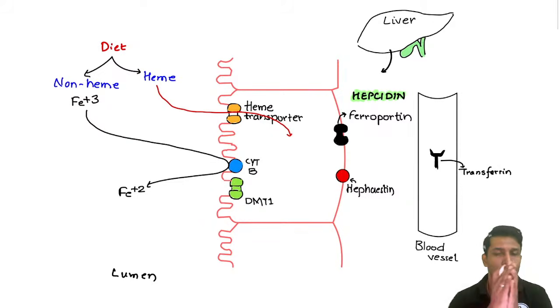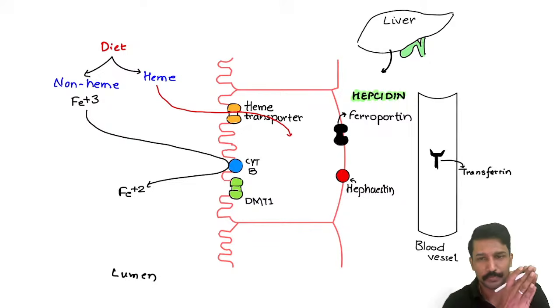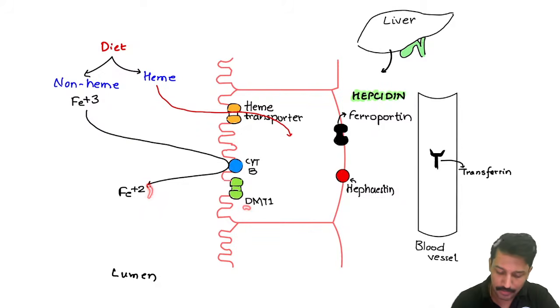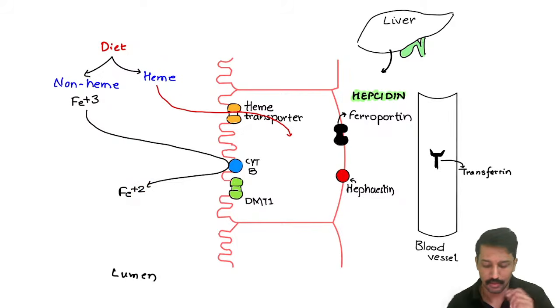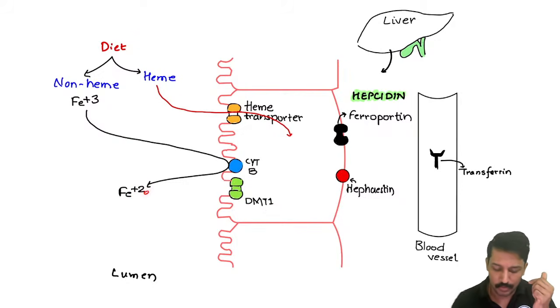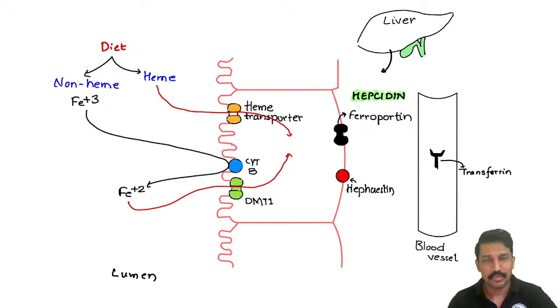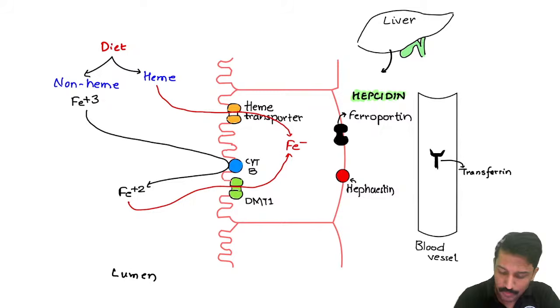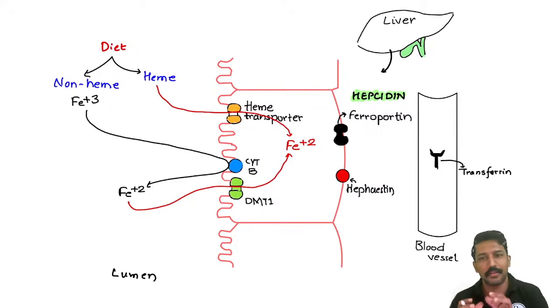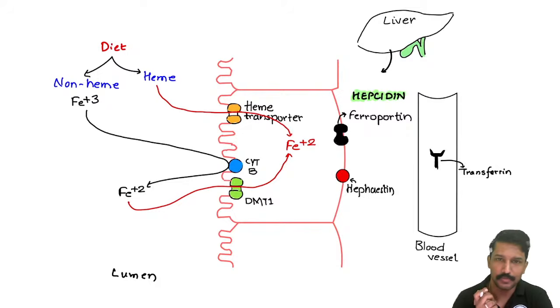This transporter we are going to call DMT1. It's there in the name: divalent metal transporter 1. This divalent metal transporter 1 will shuffle the iron into the intestinal epithelial cells. So now I have this ferrous form of iron inside the intestinal epithelial cells.